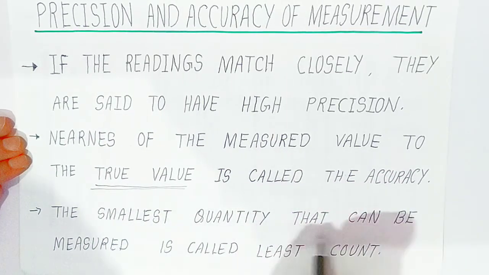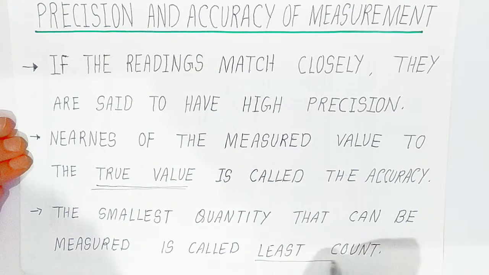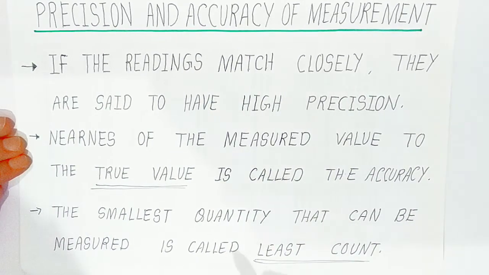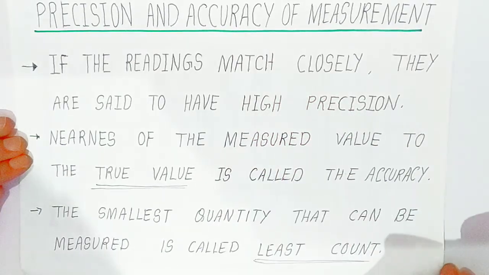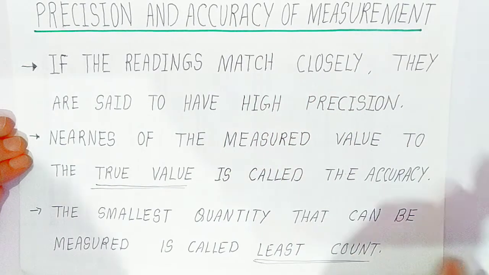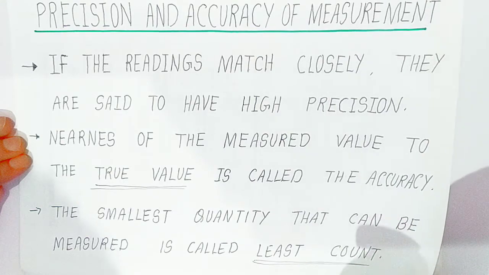The smallest quantity that can be measured is called least count. What is the least count? The smallest quantity that we are measuring. That means 0.1 centimeter, 0.2 centimeter, which are the smallest. In a scale also students, 1, 2, 3, how we are going to measure, so that is the least count.